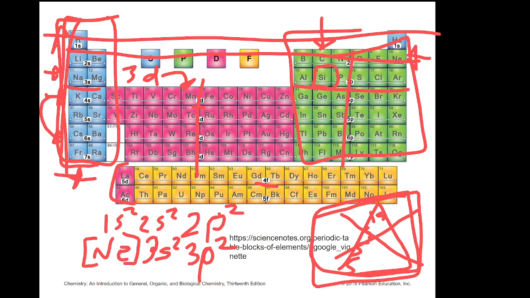So wait, you have to go to the nearest noble gas for that to work? Yep. The previous noble gas, specifically, not just the nearest, okay? You don't have to. You can write them out long form. That's not a problem. It's just long.